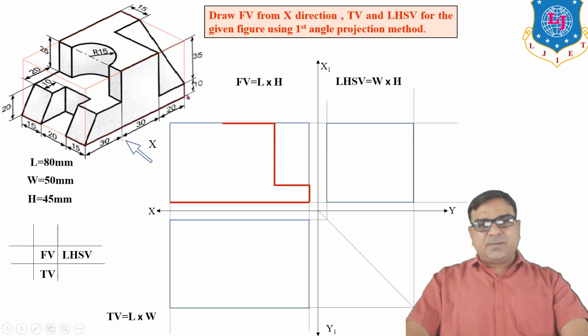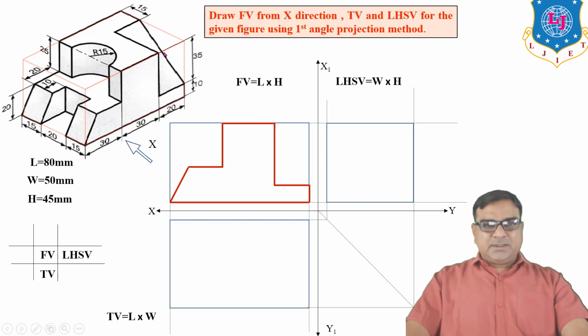This is also a plane. This is the front view for this plane, this and this. This is the front view for this plane. Now the front view for this plane, because this plane is inclined to HP and perpendicular to VP, the front view is inclined.